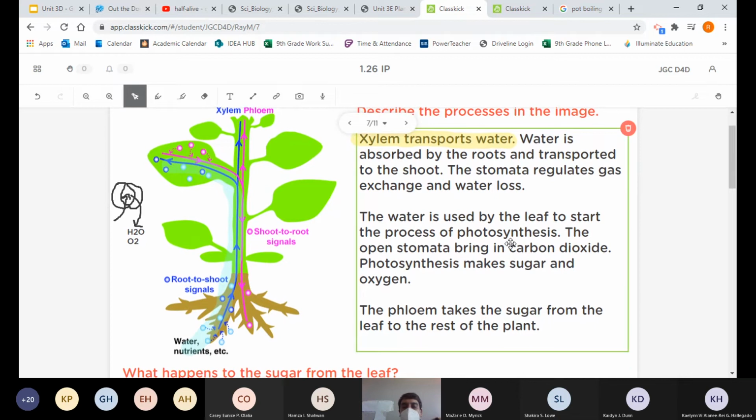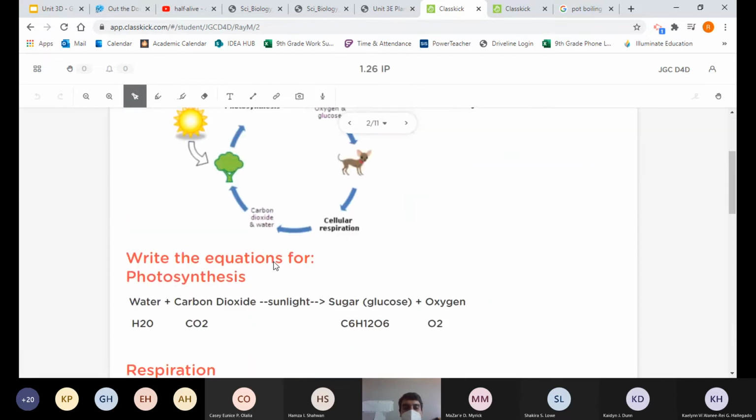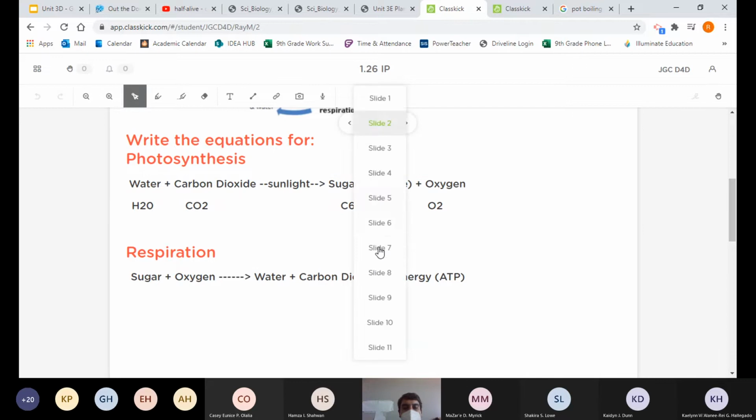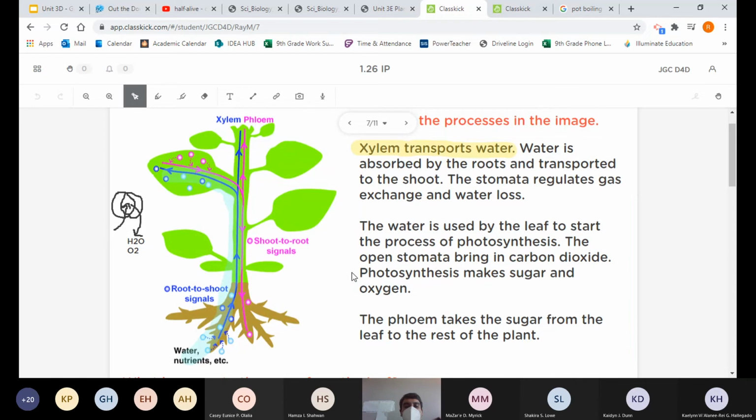The water is used by the leaf to start the process of photosynthesis. Remember that we're talking about our photosynthesis formula, right? In order for photosynthesis to occur, the plant needs both carbon dioxide and water to create the sugar and oxygen in the presence of sunlight. So, water is used by the leaf to start the process of photosynthesis. The open stomata bring in carbon dioxide.